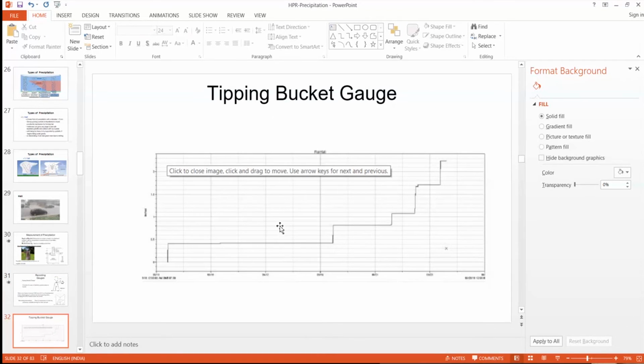This is the typical output of a tipping bucket gauge. These vertical lines give the tippings. In between the vertical lines there is no rainfall. So from here to here there is no rainfall, then there is rainfall. We know the height of this step, and we know how much time was taken for the water to rise from here to here, so we can get the intensity of rainfall at that time.